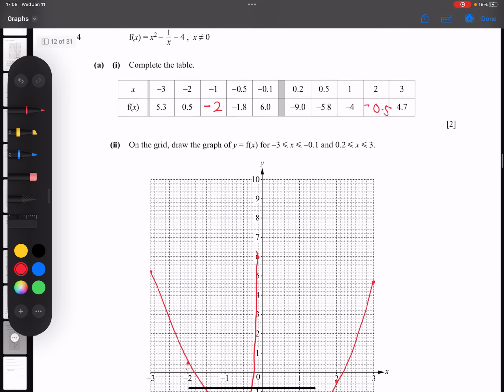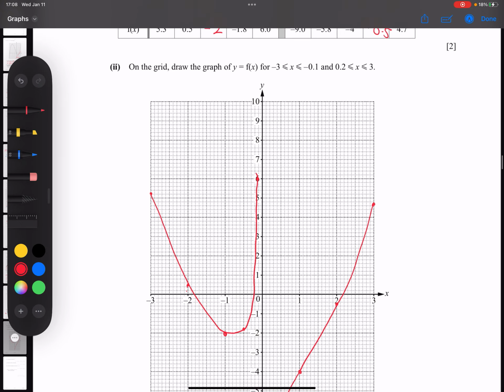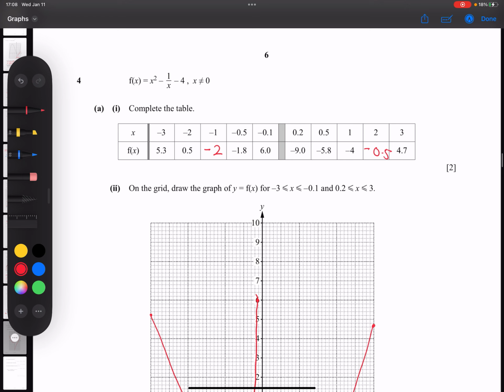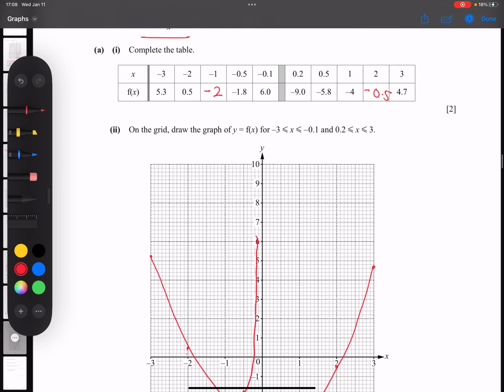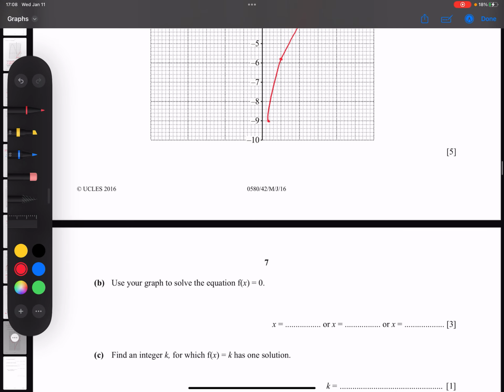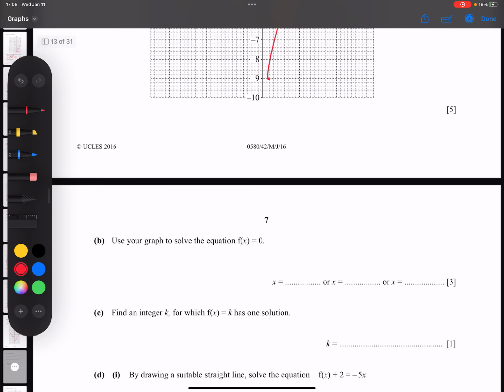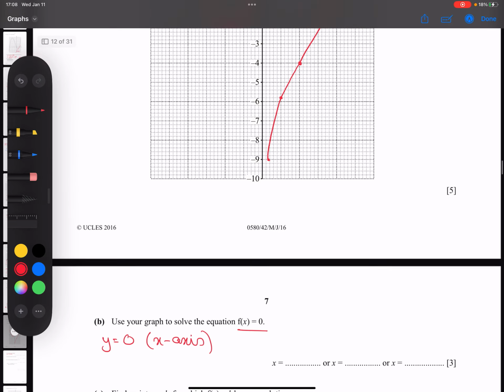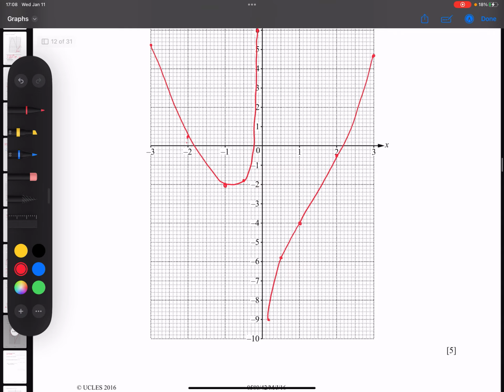The next question is, again, I drew this graph already, and it's a graph of x squared minus 1 over x minus 4. And I'm going to go down to answer the questions. Use your graph to solve f of x equals 0. So you're going to see the line y equals 0, and the line y equals 0 is the x-axis. So you have to find where the graph intersects with the x-axis. It intersects at 3 points.